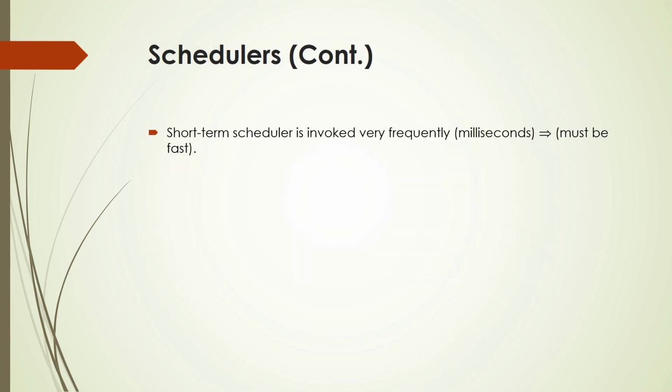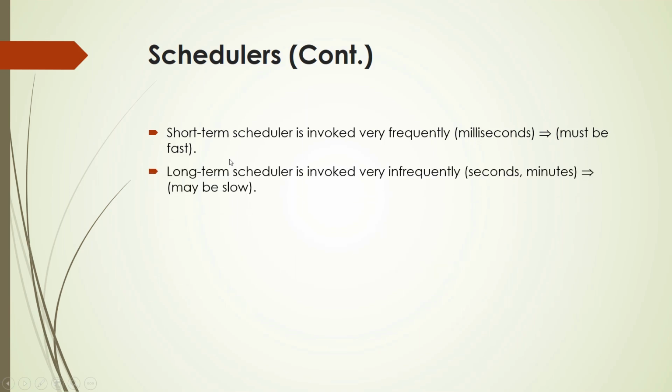Continuing with schedulers, the short term scheduler is invoked very frequently, in milliseconds, and must be very fast. As you know, the process goes to the CPU, then to the ready queue, and this switching takes place very frequently. That is why it has to be very fast. In case of the long term scheduler, new processes will come in from the job queue to the ready queue, so the process may be a little slow. The long term scheduler controls the degree of multiprogramming. Multiprogramming concept we have already discussed.